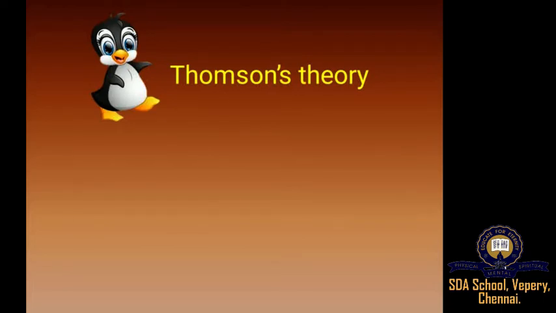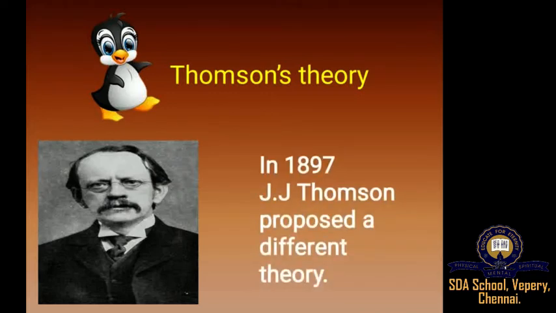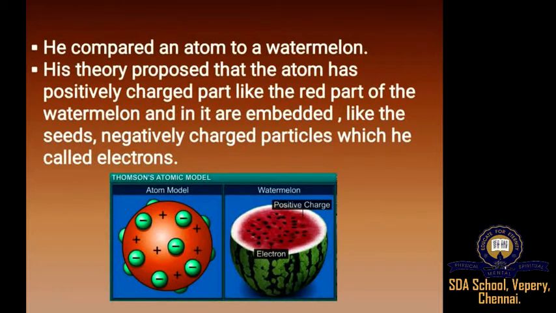The next theory is Thomson's theory. In 1897, J.J. Thomson proposed a different theory. What he said was, he compared an atom to a watermelon. We all know the fruit watermelon, right? So he compared atom to a watermelon.